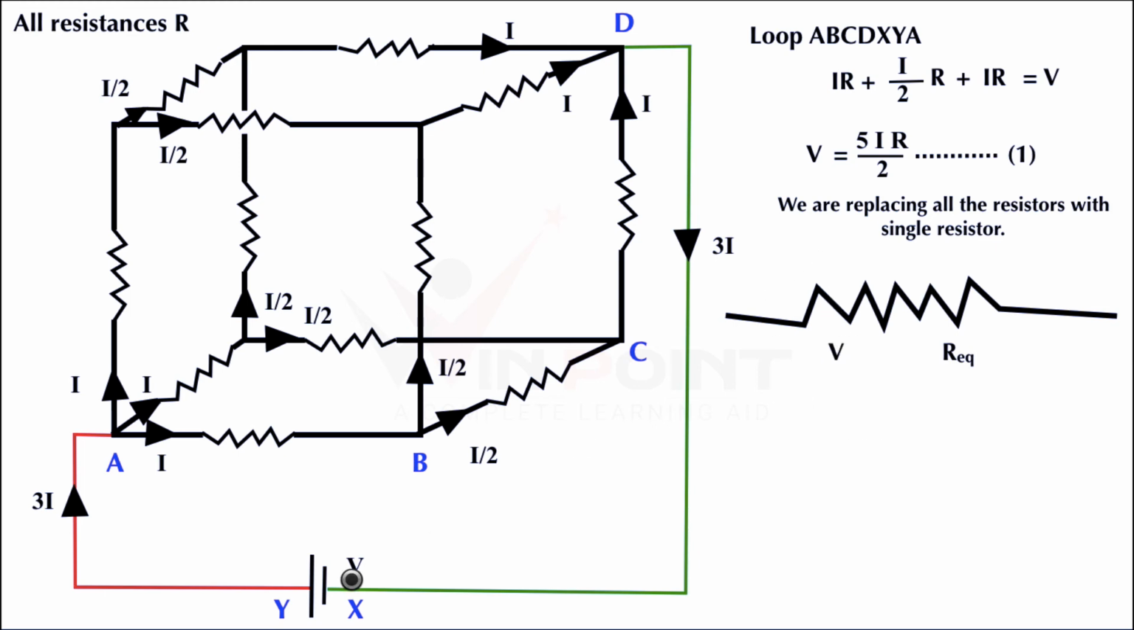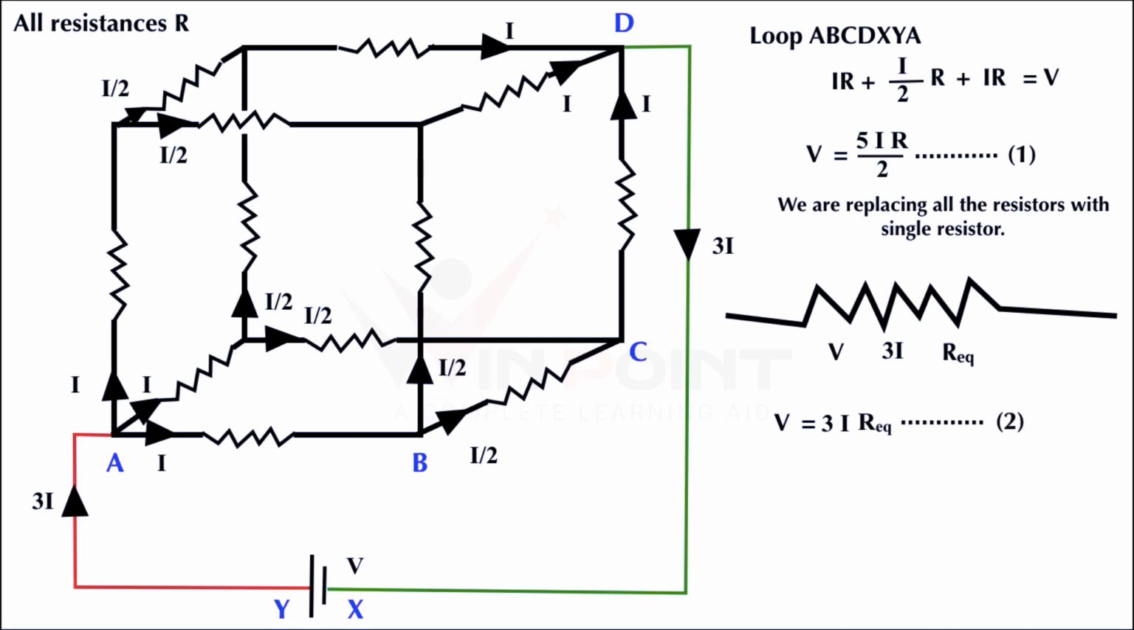The voltage is V because there is only one resistor and the cell is giving a voltage of V. And the current, this is 3I. We have considered there is a current of 3I. That entire current will be flowing through this, right? According to Ohm's law, voltage is equal to I into R, right? Here instead of I we have 3I. So it will be 3I into R equivalent. This is equation number 2.